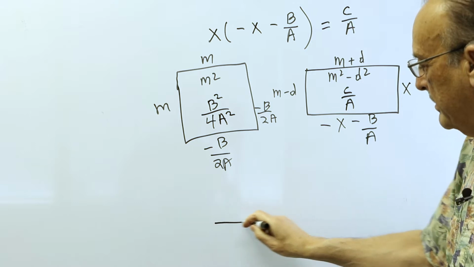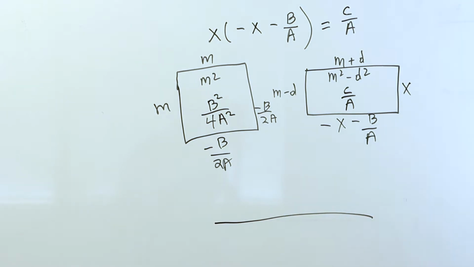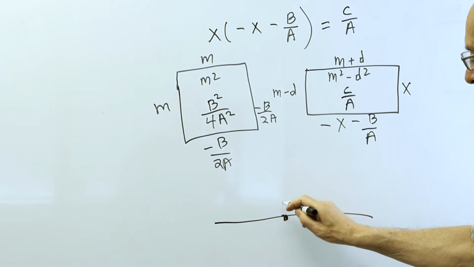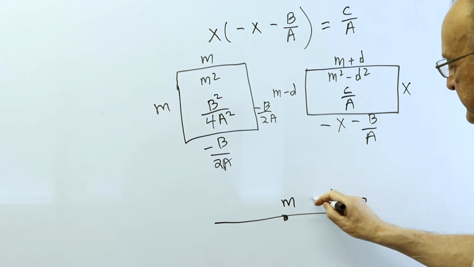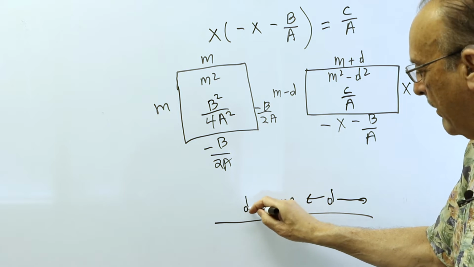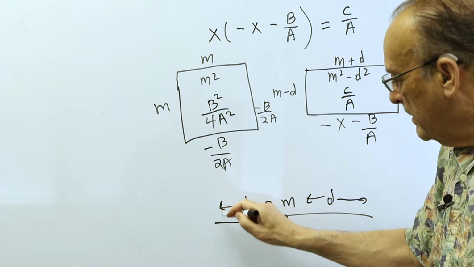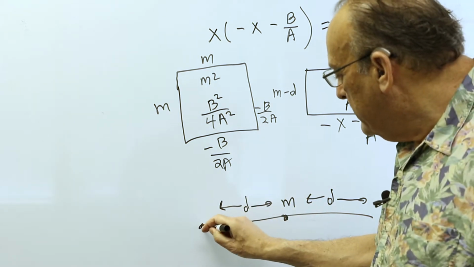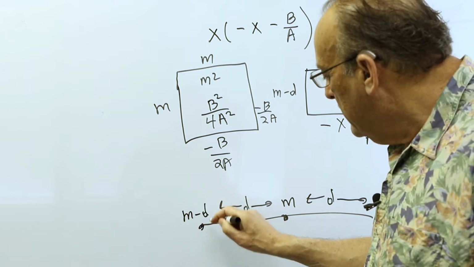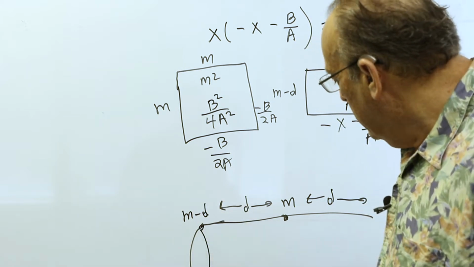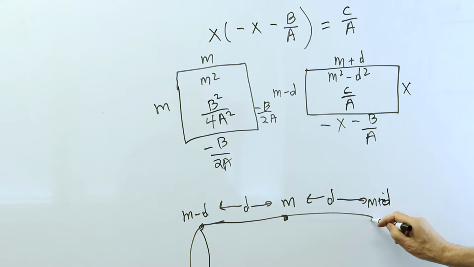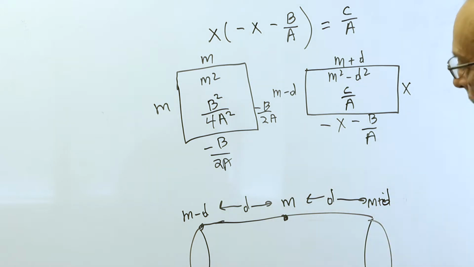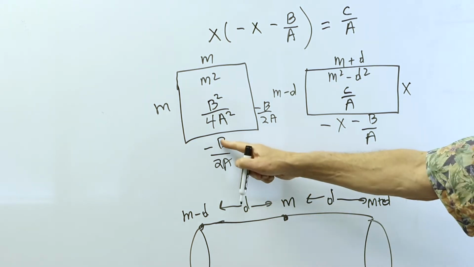I also use my piece of the number line and put m in the middle. And this is d and d. And this is m minus d, which is one of our unknowns. And this is m plus d, our other unknown. And m now is negative b over 2a.